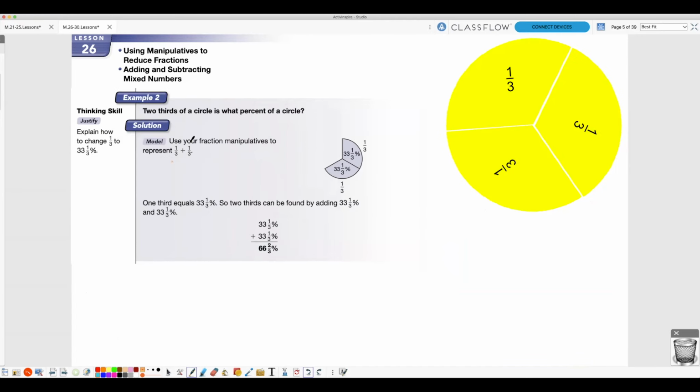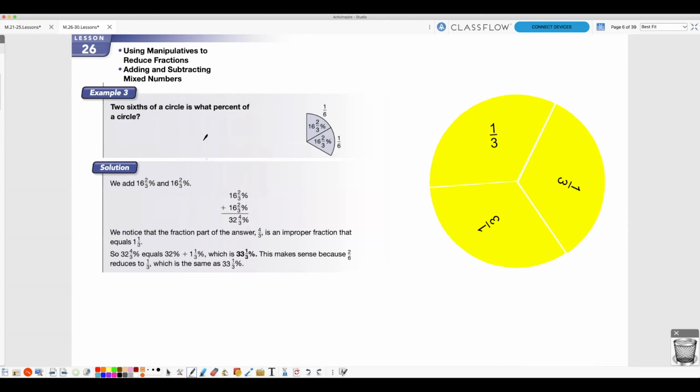2/3 of a circle is what percent of a circle? Well, if 1/3 of a circle is 33 1/3%, all you need to do is multiply that by 2 or add it together. 33 plus 33 is 66. 1/3 plus 1/3 is equal to 2/3. So this would be 66 2/3% for 2/3 of a circle. That's the percentage of that circle.